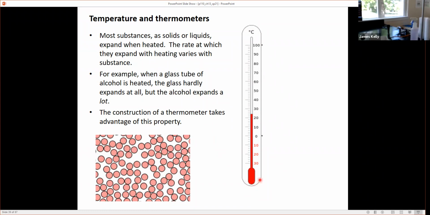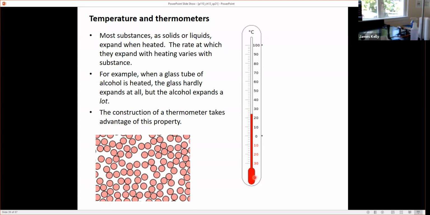If the glass expanded by 20% and the alcohol, this is supposed to be a picture of an alcohol thermometer, the alcohol expanded by the same percentage, then everything would just sort of get bigger, but the alcohol wouldn't rise along the scale. So the fact that we can create thermometers relies on the fact that when you heat up glass, it doesn't expand that much, but when you heat up ethyl alcohol, it expands quite a lot.